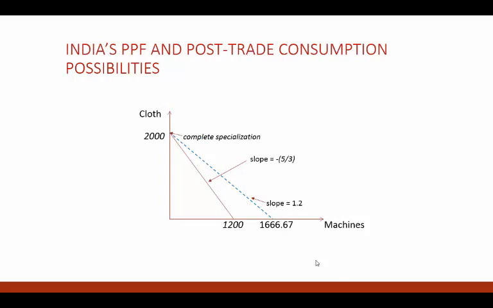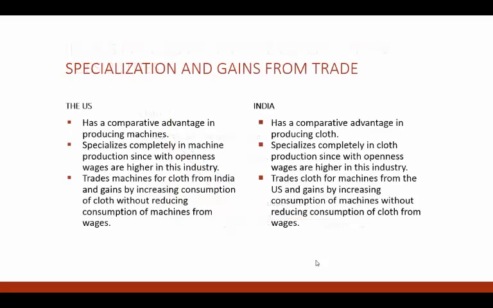Similarly, for India, we show again their consumption possibilities line, and this has the same slope of 1.2, but which is smaller than the slope of their PPF, 1.67, and so it pivots out from the vertical axis where cloth is produced, since they specialize completely in cloth production. Consumption possibilities are now possible up to this line, which previously was not attainable under autarky production and consumption. The results for our specific illustration are summarized.